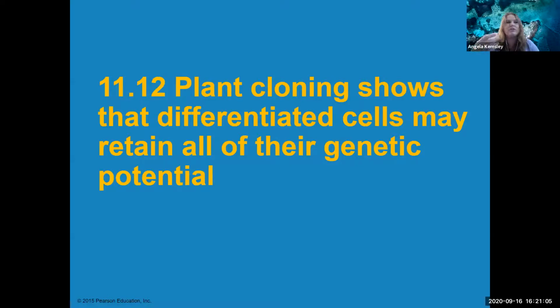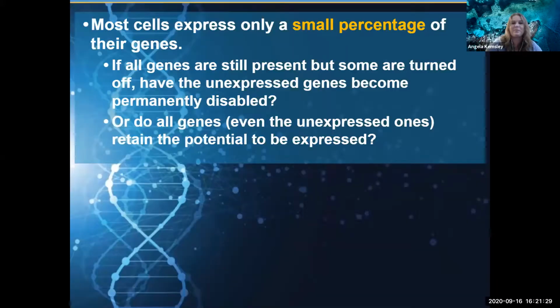So in a liver cell, we have the same DNA as a skin cell, but it's the genes for liver that are being expressed. The genes for skin are not. But does that DNA still hold the potential to express the genes for skin? So if we're looking at plant cloning, that actually will tell us that yes, they do retain that potential. So let's take a look.